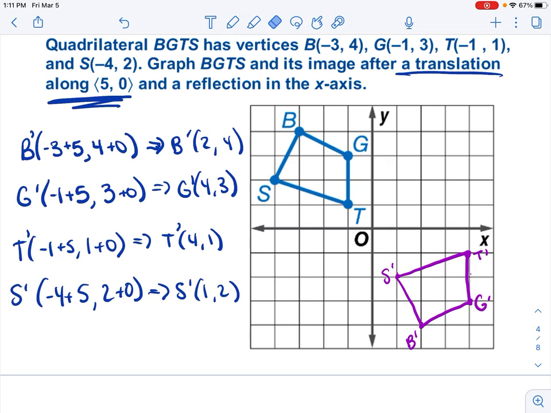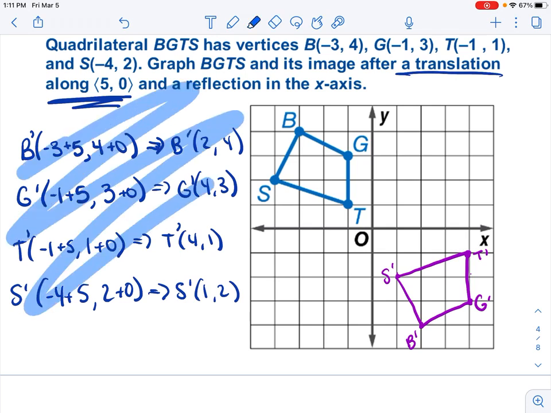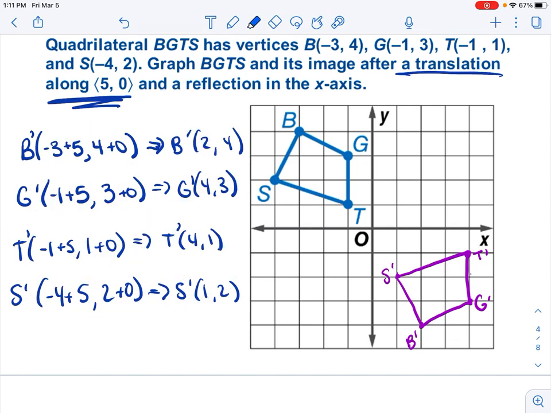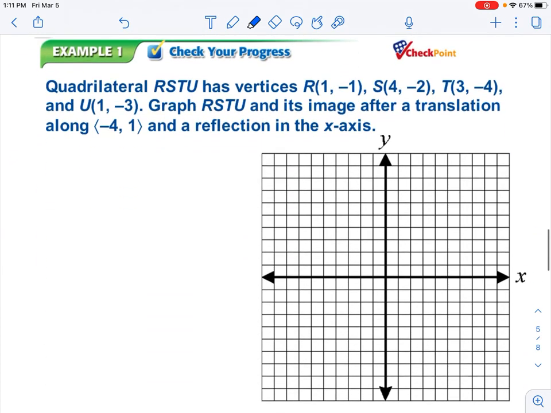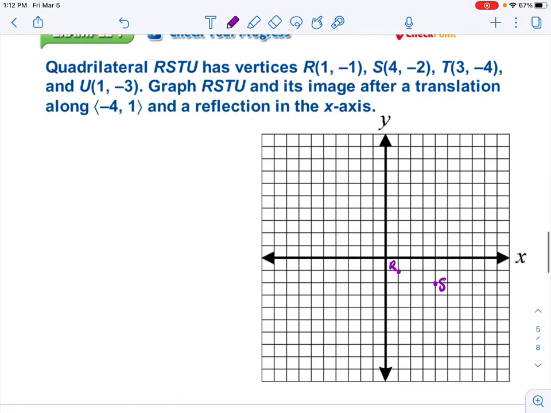So let's try another one. We can do some of these without showing all of this work, as long as you know the steps, although showing the work isn't a bad idea. So we have quadrilateral RSTU. We have to graph it this time. So 1, negative 1; 4, negative 2; 3, negative 4; and 1, negative 3.